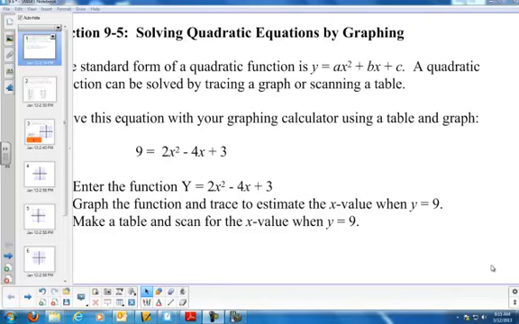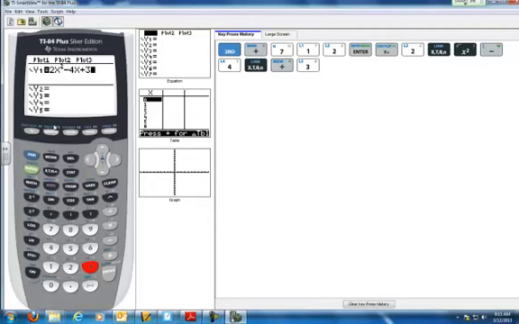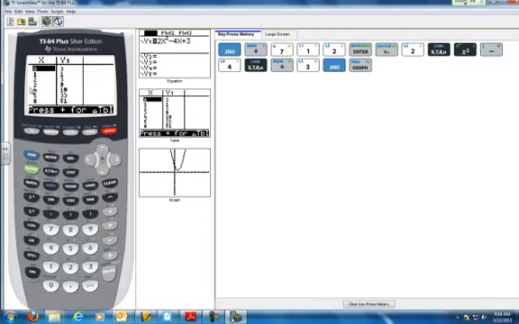All right, tonight's lesson is solving quadratic equations by graphing. This says to start with a graphing calculator. I know you don't have one at home, but check it out. I have already put in 2x squared minus 4x plus 3, and the problem says to find on the table when it's equal to 9.